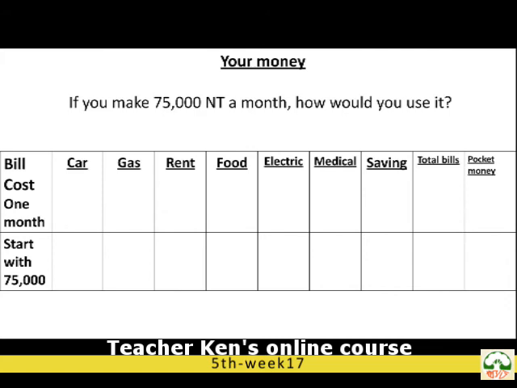So if your bill cost for your car is 15,000, that would go under car, you would write 15,000. Then at the bottom there, right under that, you would write 60,000, because that is what you have left over. That is the remaining money after you pay for your car. You still have $60,000. That would be 60,000.